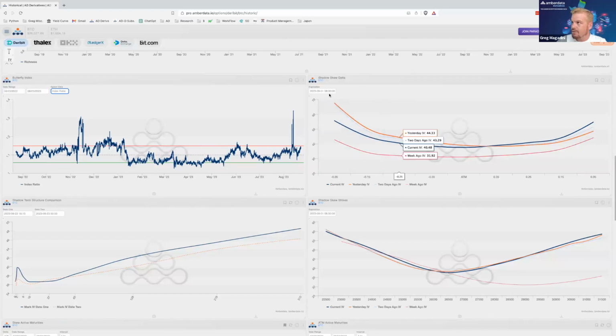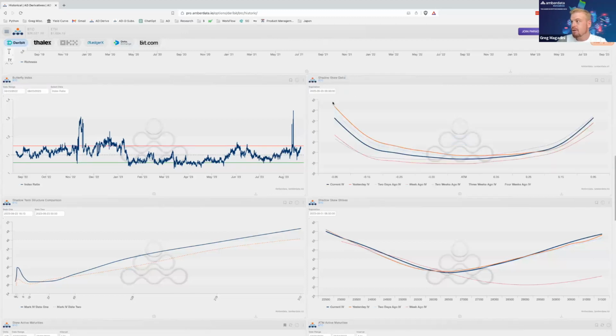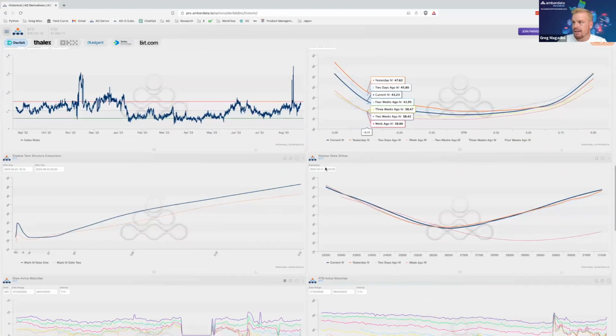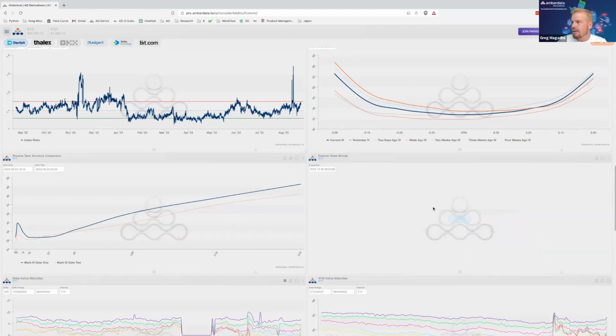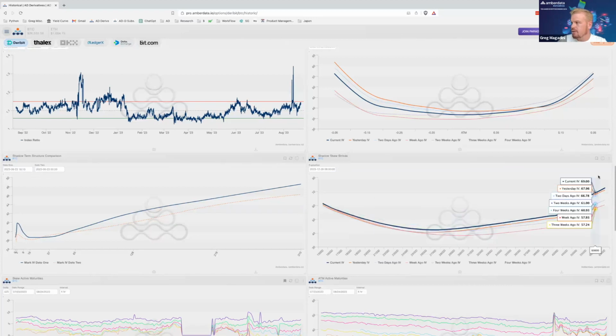Here we have the shadow delta. Again, shadow really just means time lapse, just kind of a cooler way to say it. So basically what I'm doing here is I'm looking at it in delta space so we can see the time lapse over time: current, yesterday, 2 days ago, so on and so forth. And I can see that evolution of skew. Again, here I can do the same thing. I pick out an expiration of choice and look at that skew evolution in strike space.